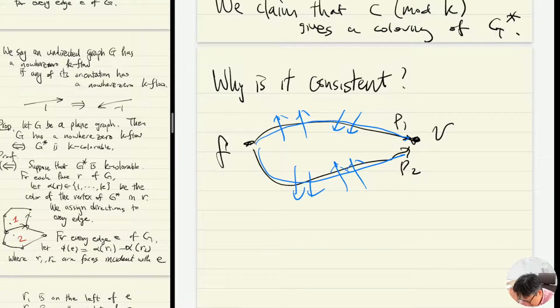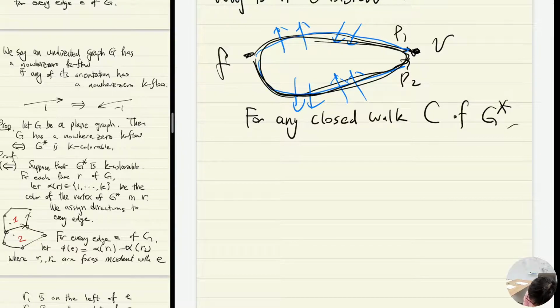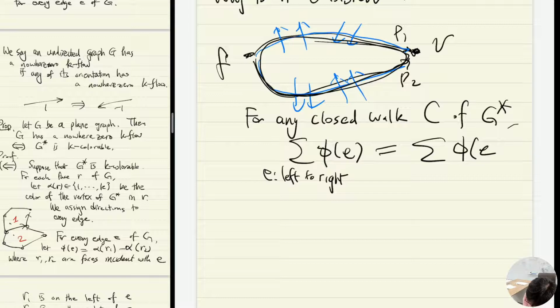Why? Because when you combine them, you have a closed walk. Actually, for any closed walk, let's say C of the dual, for any closed walk, the sum of the edges going left to right is equal to the sum of the edges from right to left.